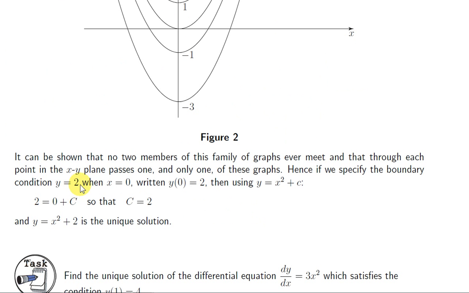Suppose we know that y equals 2 when x equals 0. That means our solution passes through the point with coordinates 0, 2. Then we can work out what c must be. So it's on a graph of this form here. So we plug 0 in for x and we get 2 for y. So that tells us that c must equal 2. So we get the unique solution y equals x squared plus 2.